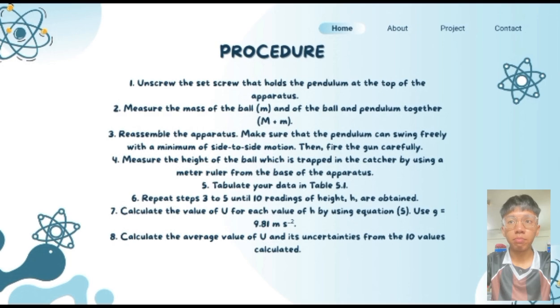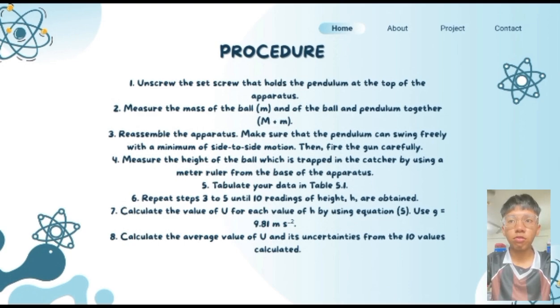To do: unscrew the set screw that holds the pendulum at the top of the apparatus. Measure the mass of the ball and pendulum together. Reassemble the apparatus. Make sure that the pendulum can swing freely with a minimum of side-to-side motion. Then fire the gun carefully. Measure the height of the ball, which is trapped in the catcher, by using a meter ruler from the base of the apparatus. Tabulate your data in Table 5.1.